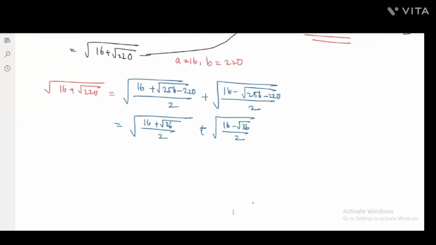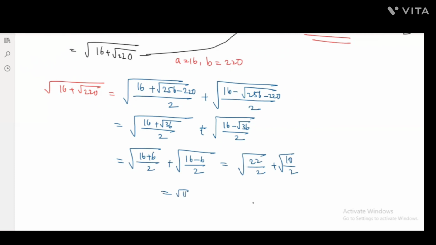So let's calculate this. What we will get is root over 16 plus square root of 36, which is 6, by 2, plus root over 16 minus 6 by 2. So this is equal to root over 22 by 2 plus root over 10 by 2. That is nothing but root 11 plus root 5. Therefore, square root of 16 plus root 220, which is nothing but square root of 16 plus 2 root 55, is equal to root 11 plus root 5. So this is the way we can find the square root of a number.